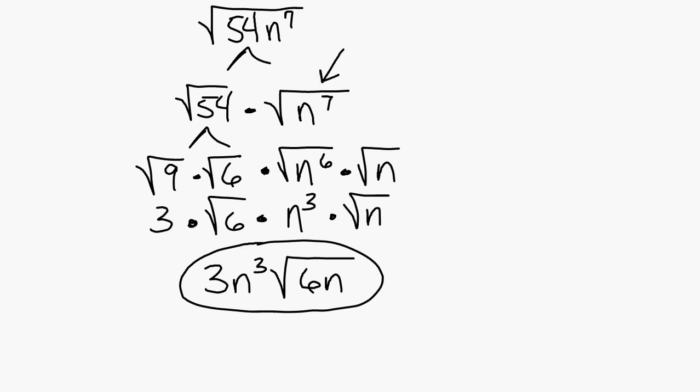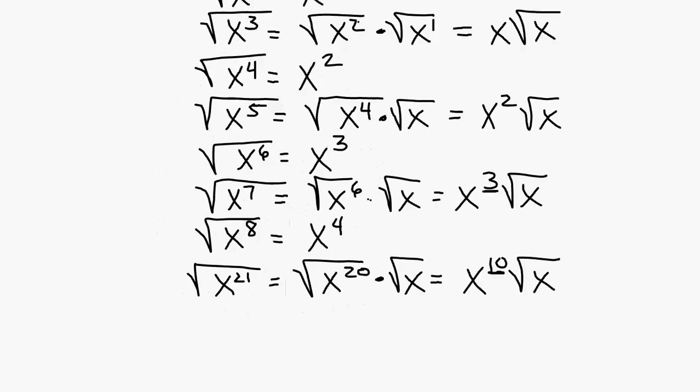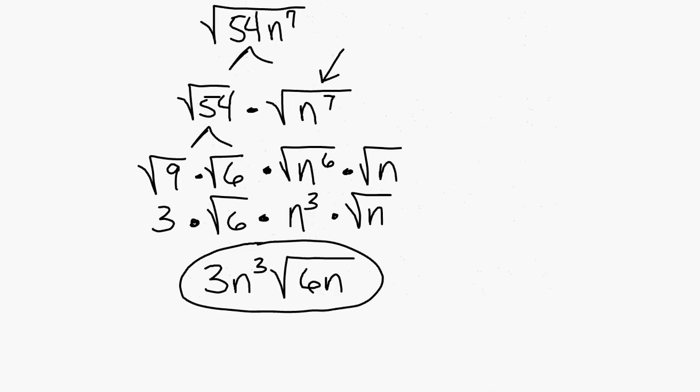And that comes off of this list. Here's your square root of x to the 7th. It's equal to x to the 3rd times square root of x. Your n to the 7th is equal to your n to the 3rd times square root of n. You just have to put it back together in the last step.